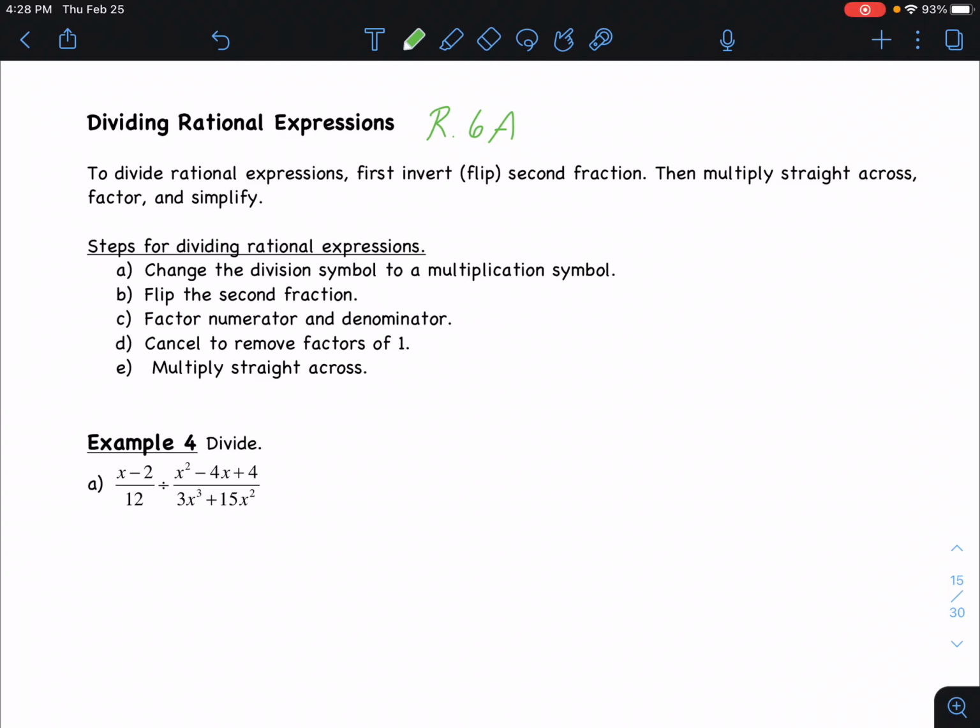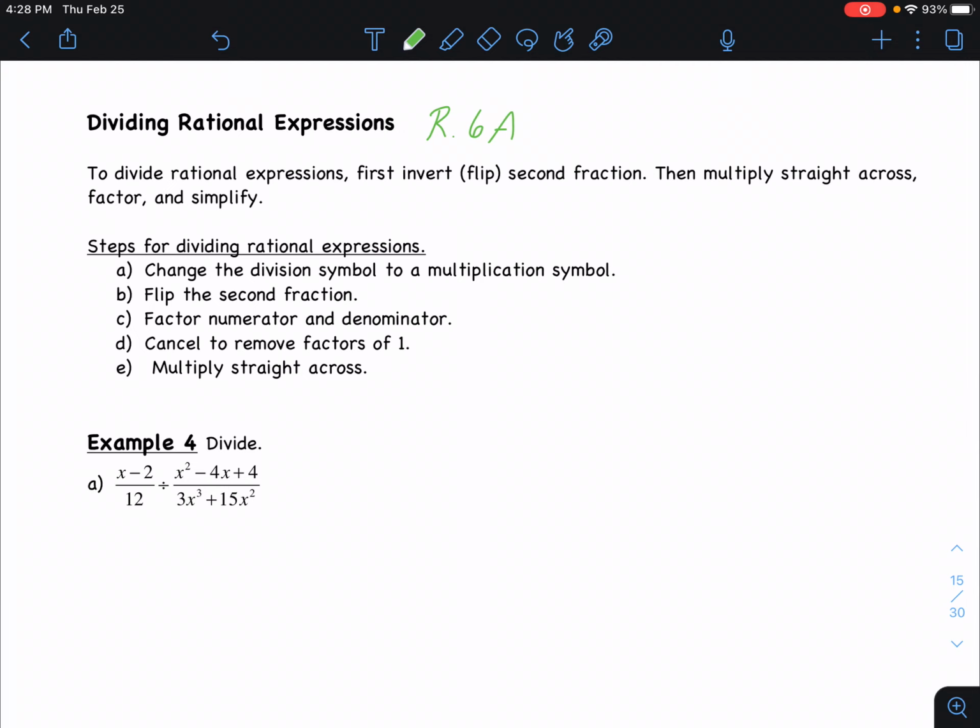Okay, welcome back to the first Unit 0 review unit for Trig Algebra 3. We're continuing with section R.6A. Today you're going to learn how to divide rational expressions, as you can see down near the bottom of the screen.